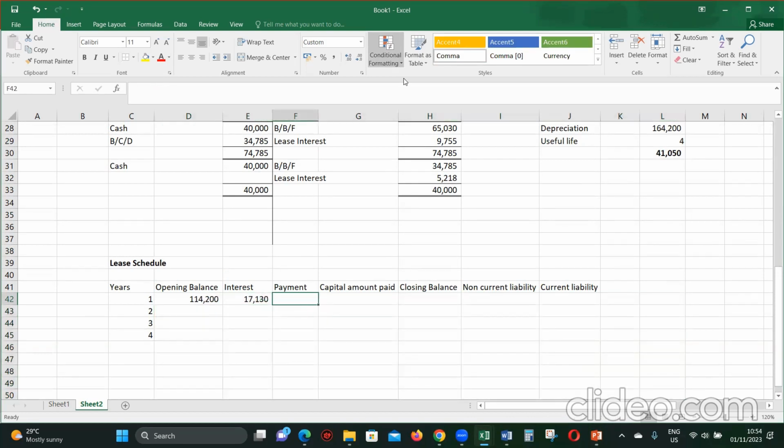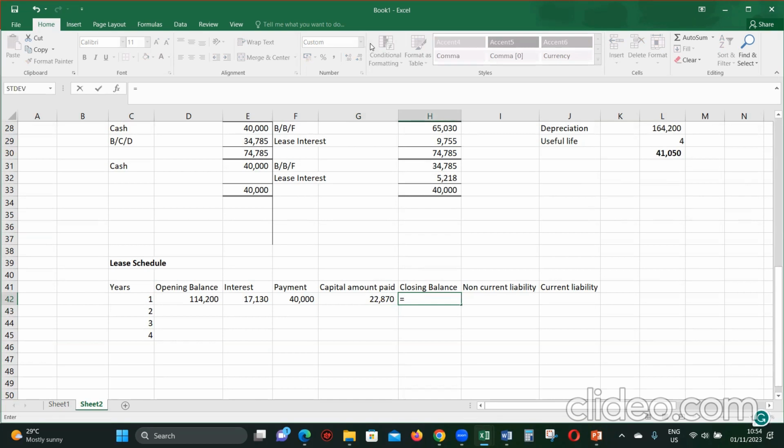Okay. Payment. I'll put minus as well because that is a payment. 40,000. If you are not that clear about that, I'll take normal 40,000. During the first year, your payment is 40,000. This is the full amount you pay to your lessor. You are paying 17,130 interest. Then what is the capital amount you are paying? 40,000 minus 17,130.